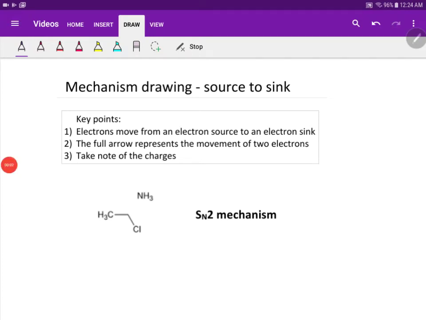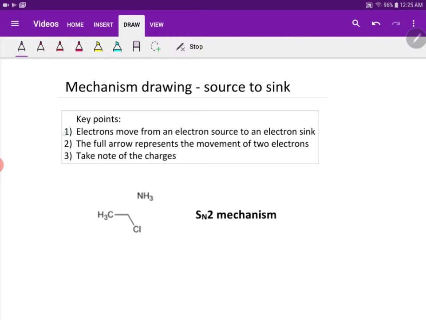Hi everyone, welcome to the second lesson of mechanism drawing: identifying the source and the sink and knowing how to move our electrons, or rather what we call arrow pushing. In the first lesson we talked about identifying nucleophiles and electrophiles, and in this lesson we are going to start moving electrons. So, just a number of key points.